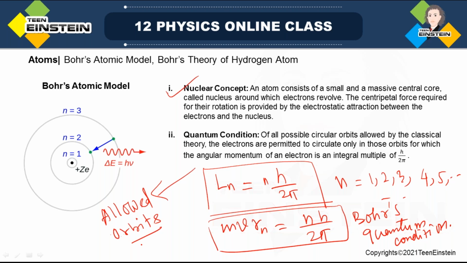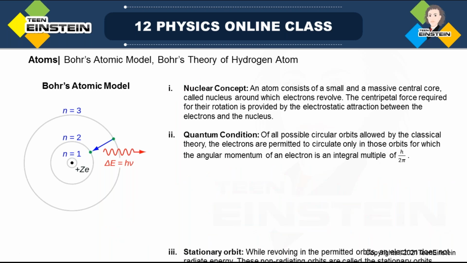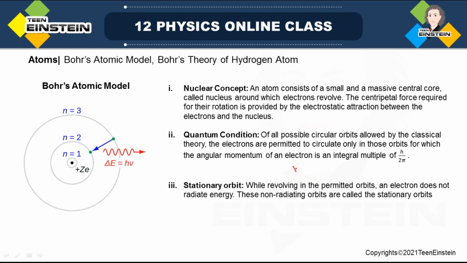See, in Rutherford's model, he thought electrons can take any orbit to revolve around the nucleus, but in this case electrons are allowed to revolve only around certain orbits for which this condition is satisfied. This is called Bohr's quantum condition. Now we'll go for the third condition. So I'll just write it here: the condition mvr_n = nh/2π. This is Bohr's quantum condition.